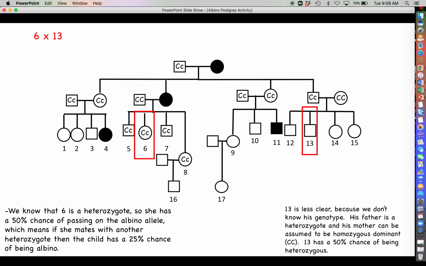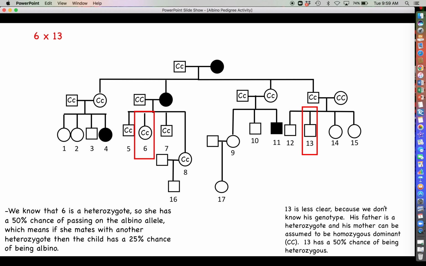So we don't know his genotype, his father's a heterozygote, and his mother we can assume is homozygous dominant. So really, individual number 13 has a 50% chance of being heterozygous himself.